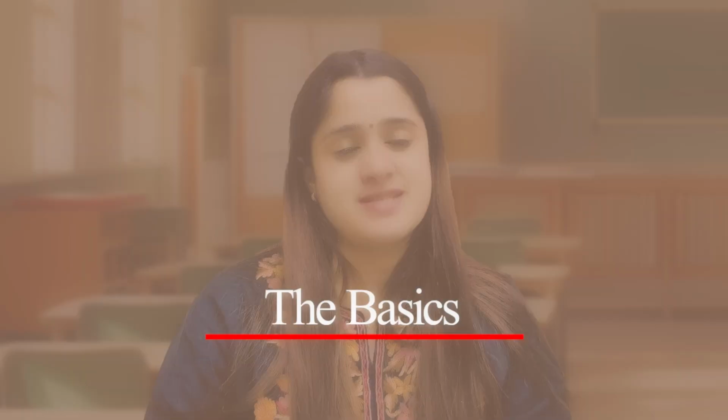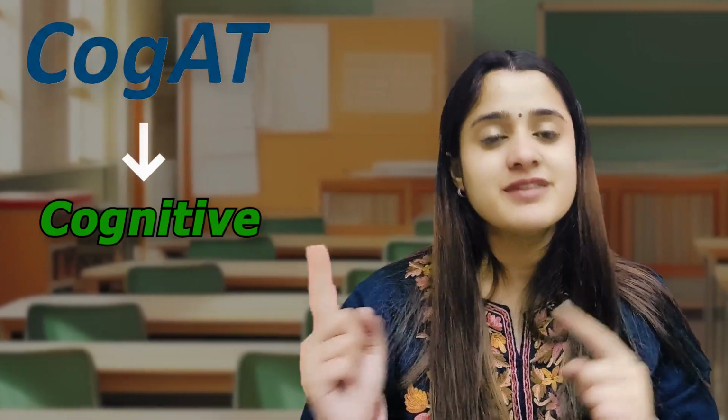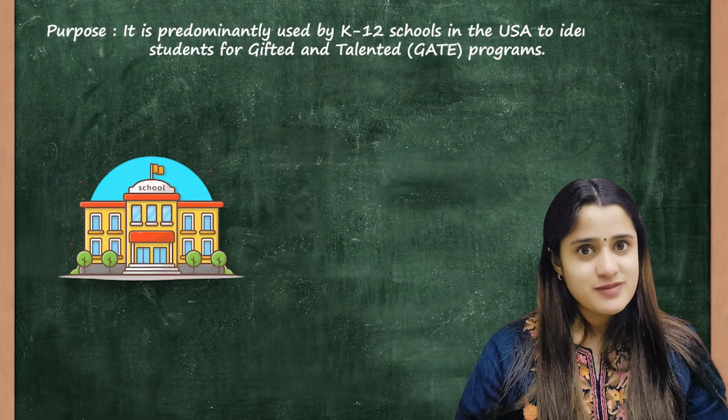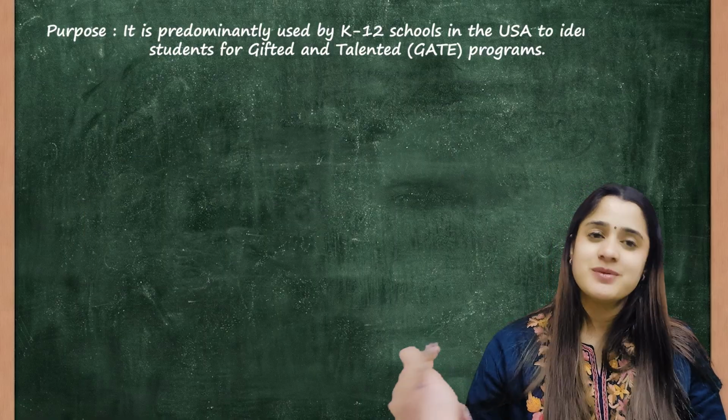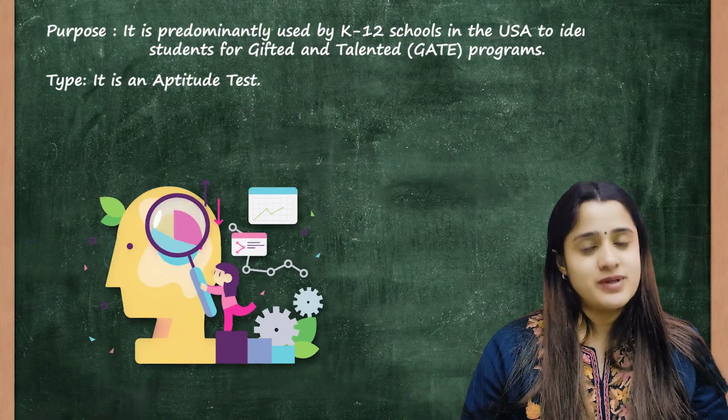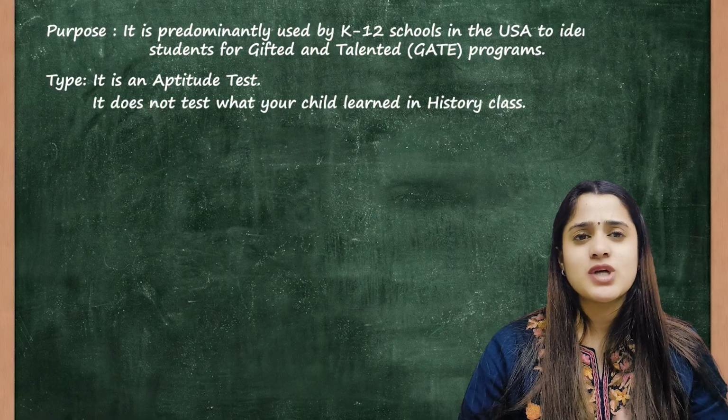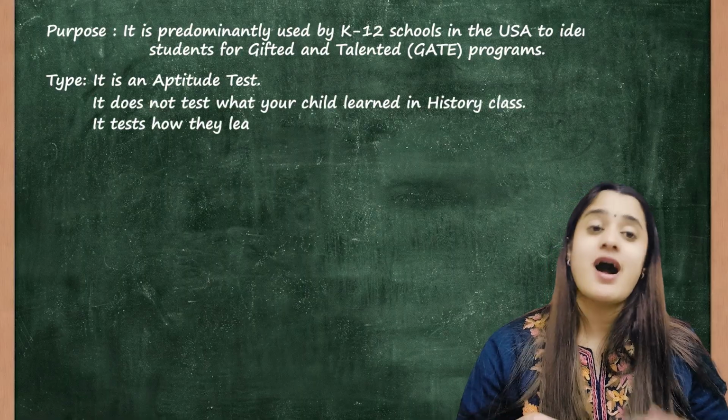So first, the basics. CogAT stands for Cognitive Abilities Test. It is published by Riverside Insights. It is predominantly used by K-12 schools in the USA to identify students for gifted and talented programs. It's an aptitude test. It does not test what your child learned in history class. It tests how they learned.